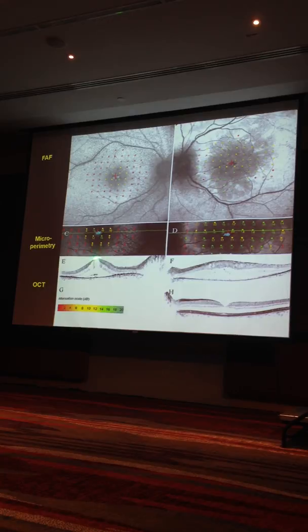And note that even over the cystoid macular edema, you have normal thresholds, because cystoid macular edema elevates the photoreceptors. It doesn't stop them from responding to light.